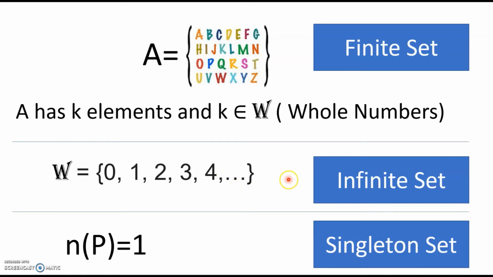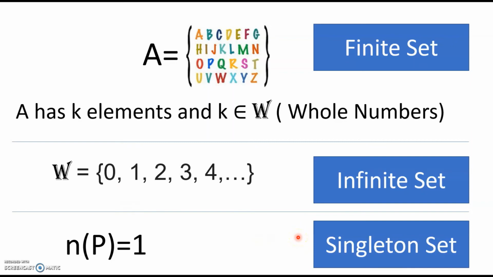Next, let's see what is an infinite set. Any set that has an infinite number of elements is called an infinite set. So the set of whole numbers, which starts from 0 and goes all the way to infinity, is an infinite set, right?